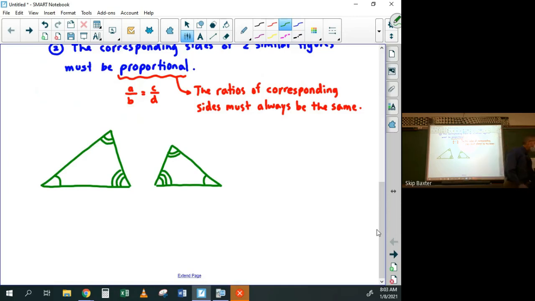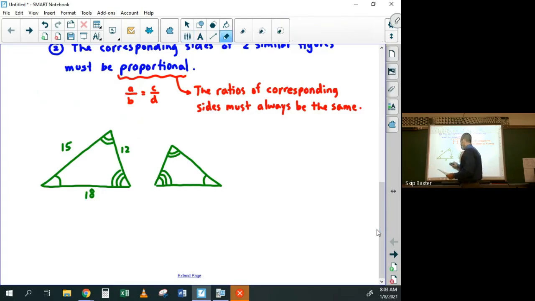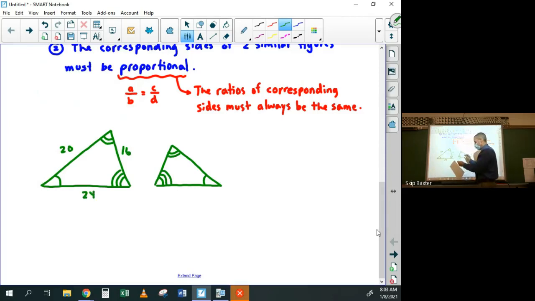All right, so suppose we have these two figures, and I have side lengths 15, 12, and 18 on this triangle. Oh, whoops, I got it mixed up. That's cool. I meant to do the smaller one first, so let me just, sorry about that. Suppose this one is 20, 16, and 24, and the smaller one is actually 12, 15, 18. I'll give you a second to copy that. Sorry, I messed up.